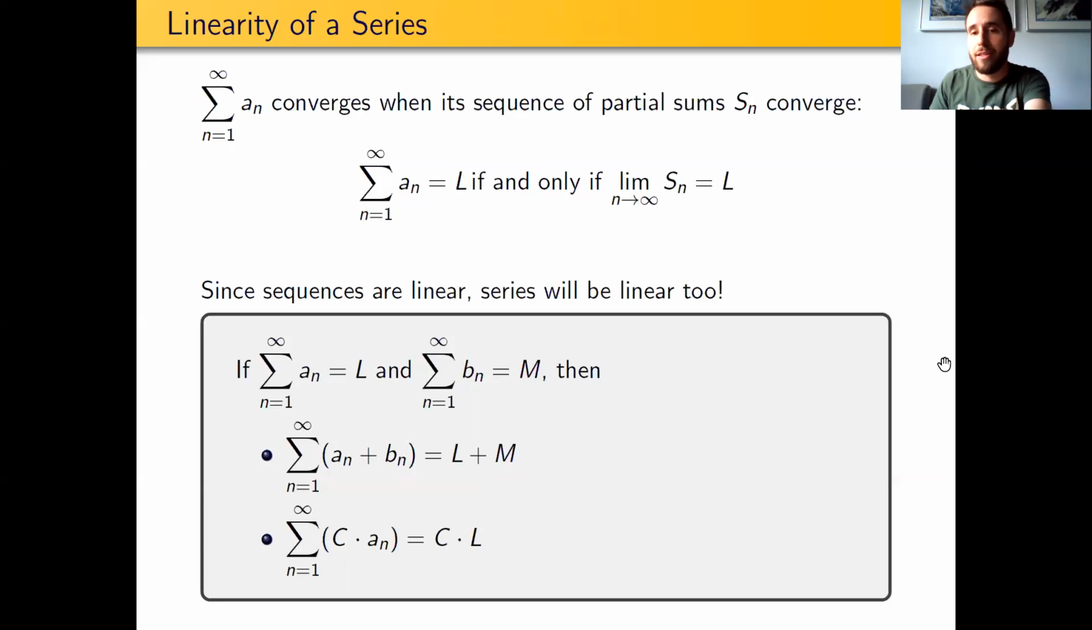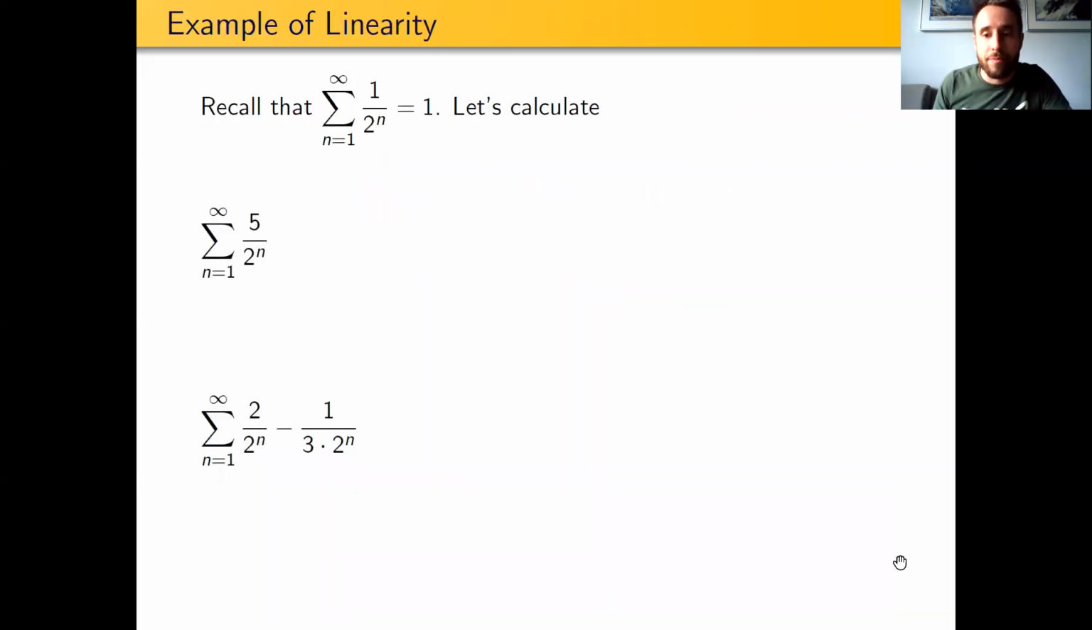And that would allow us to do computations like this, right? So recall the one and only series that we've actually seen to converge, and that's the series of 1 over 2 to the n. We saw that it converged to 1. Well, we can now compute objects like the sum as n goes from 1 to infinity of 5 over 2 to the n, or the sum as n goes from 1 to infinity of 2 over 2 to the n minus 1 over 3 times 2 to the n, right?